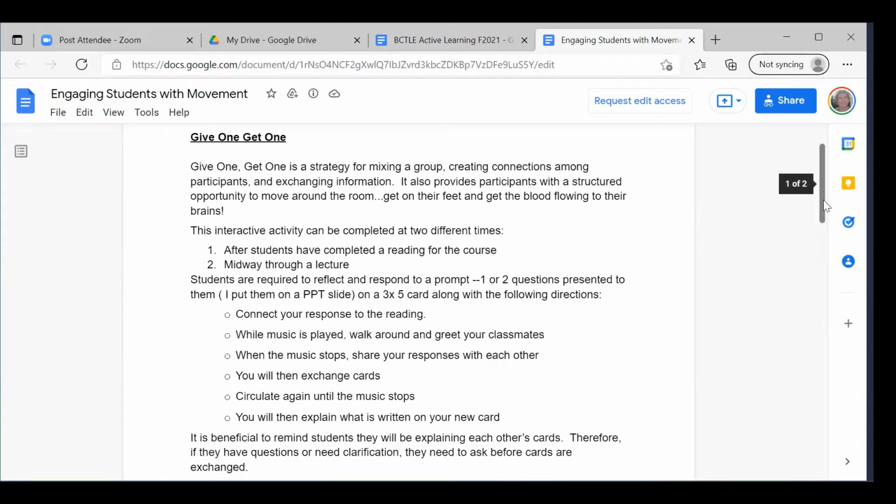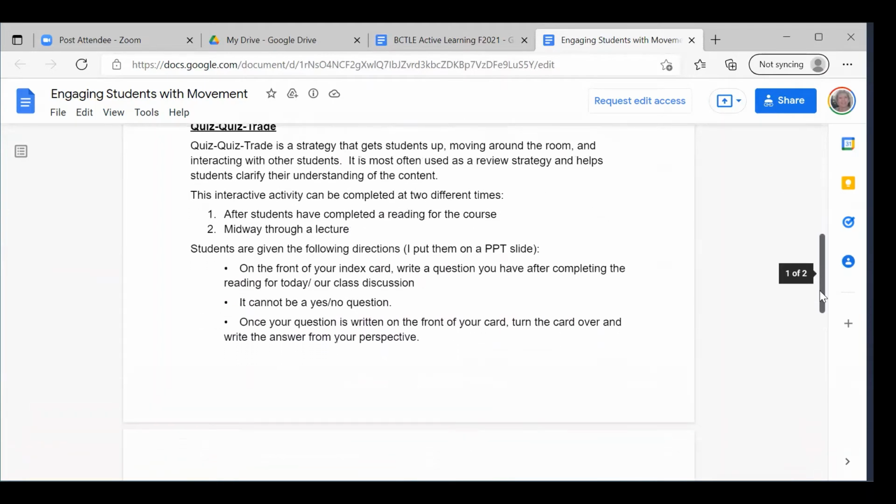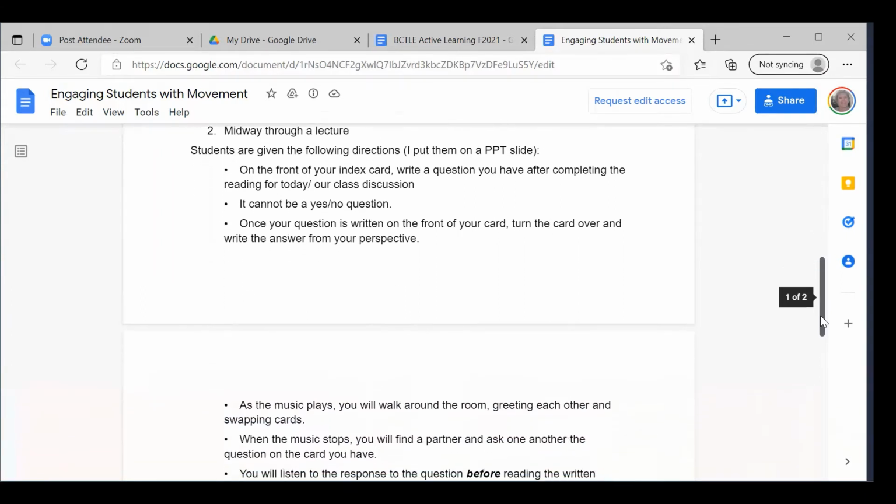And then the one below it is called Quiz Trade. And it's very similar, except you have them write a question they have and then answer it on the back, and they're still exchanging cards. So anyway, any questions?